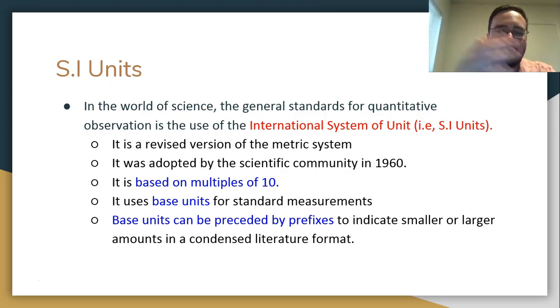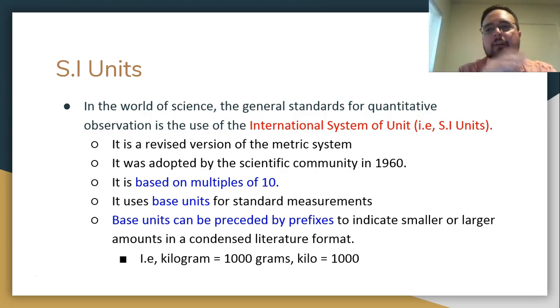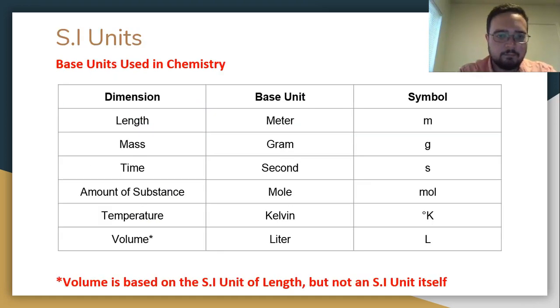So when you're reading papers and reading textbooks and everything like that, that helps you understand what they're talking about. So again, kilogram means 1,000 grams, kilo meaning 1,000 as a prefix.